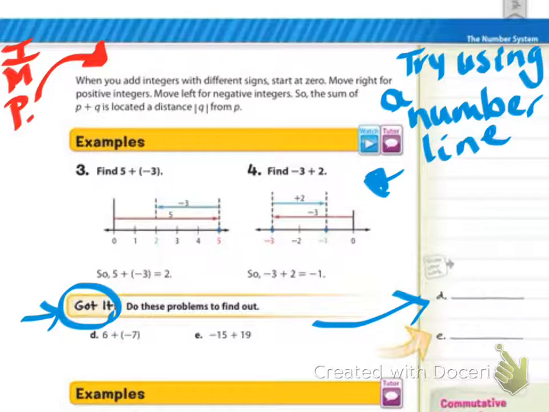So I land on positive 2, that is my answer. That confirms like signs add, different signs subtract. I would subtract 5 minus 3 is 2. 5 is further from 0 and it's positive, so my answer is positive 2.